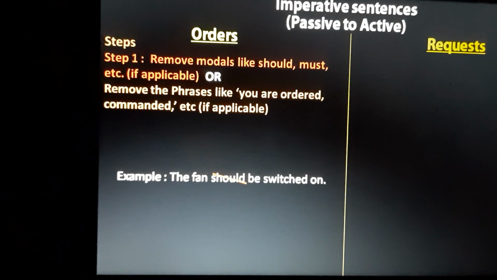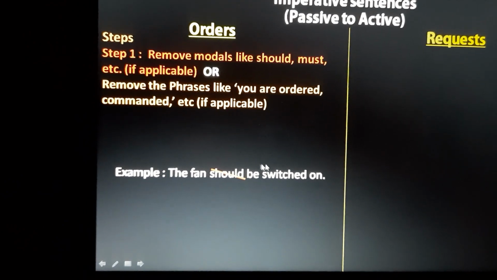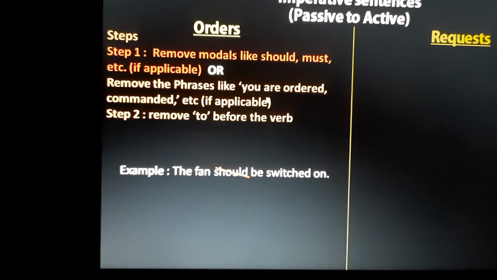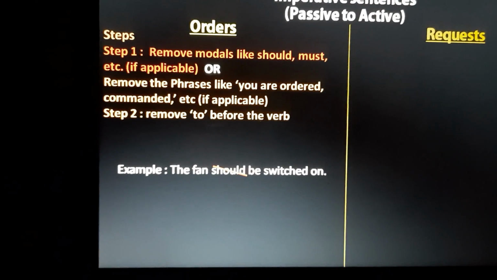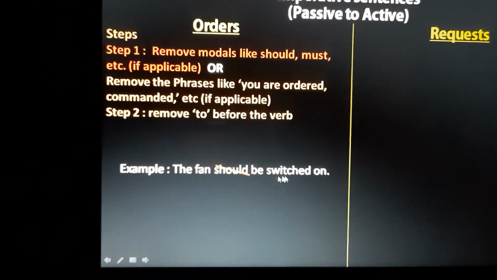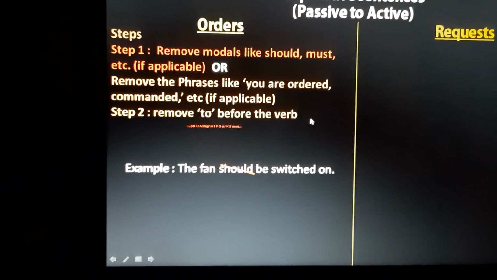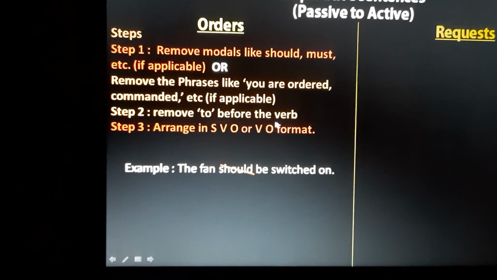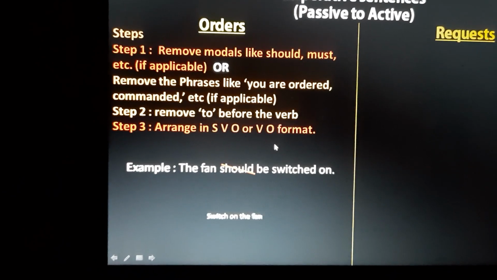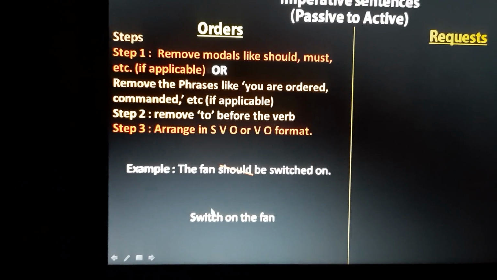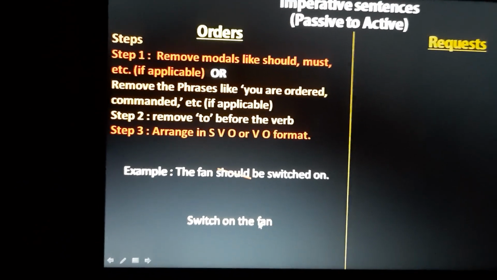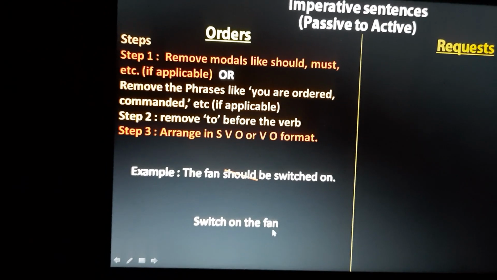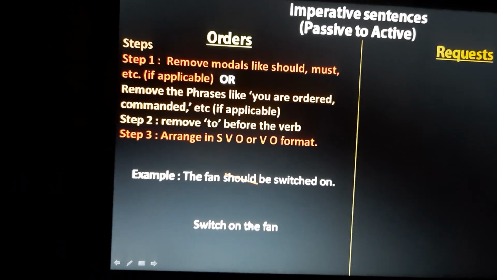Or we have to remove the phrases like you are ordered, commanded, etc. But in this sentence we don't have such phrases. So we will skip this option. Step 2 is to remove to before the verb. But here we don't have a to. So we are skipping this step as well. The third step is to arrange it in SVO format or VO format if there is no subject. So this sentence becomes switch on the fan. Here switch is the verb V and the fan is the O object. So this is the active voice.